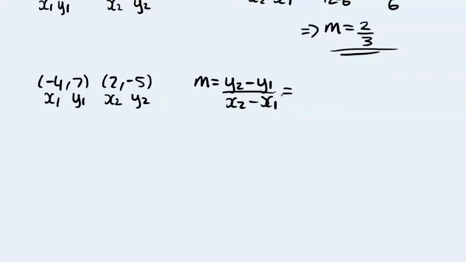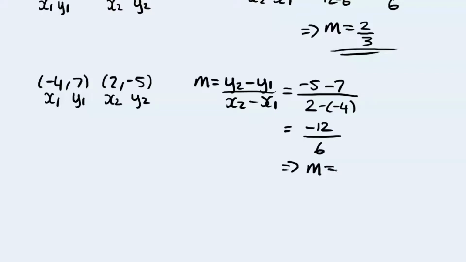So we have -5 take away 7. So y2 is -5 and y1 is 7. Okay, now x2 is 2 and x1 is -4. So it'll be -(-4). Okay, so just put it in brackets if you have a double negative, just so you don't make a silly mistake, okay? So -5 take away 7, that will be -12. Then 2 plus 4, so double negative, it will become a plus, so 2 plus 4 is 6. So this will give us a final answer of m is equal to -2 as our gradient, okay?